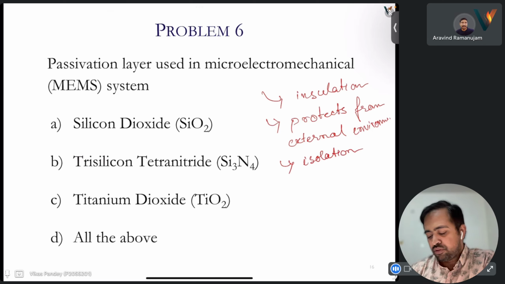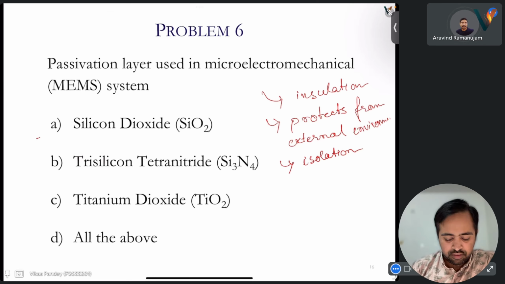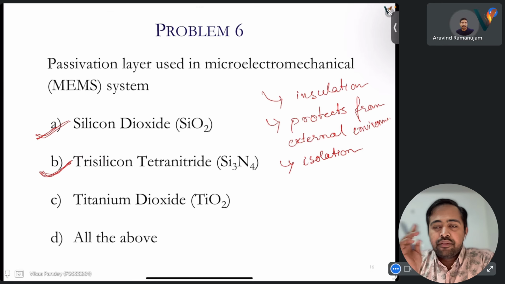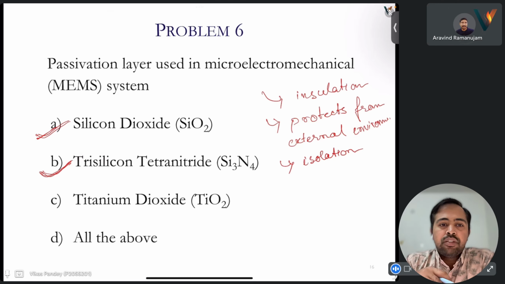So which of these can be used? Silicon dioxide is used for insulation, sir. But the remaining, I don't know actually, sir. We have used silicon nitride also in one case, when we were making the cantilever tip, sir. There we even used it for strain compensation as well as a passivation layer, and even titanium dioxide is also used.